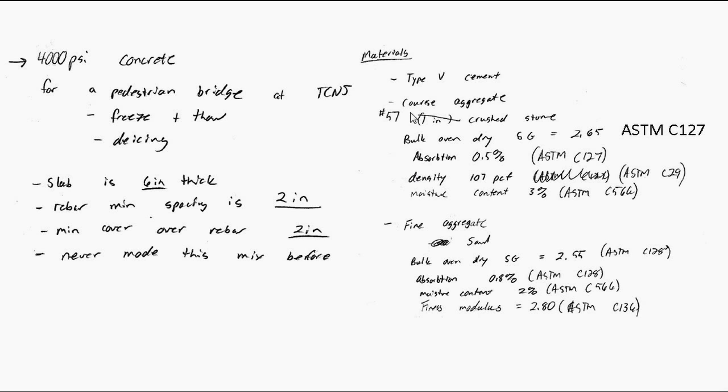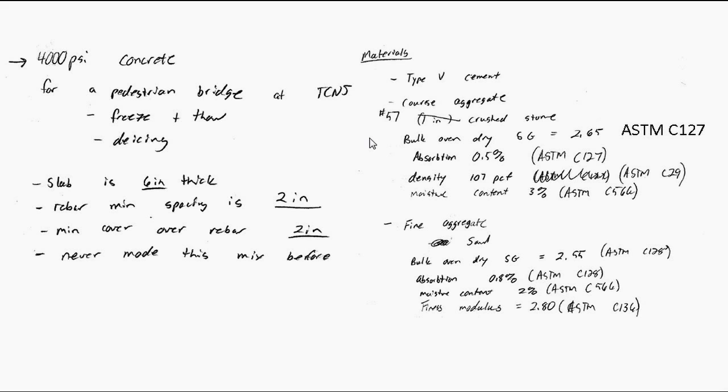For our mix, we're going to use number 57 stone, which is a crushed stone that has a nominal size of 3/4 of an inch. To determine the bulk oven dry specific gravity and the absorption of the aggregate, you use ASTM C127. To determine the density of the coarse aggregate, you use ASTM C29. And to determine the moisture content, you use ASTM C566.